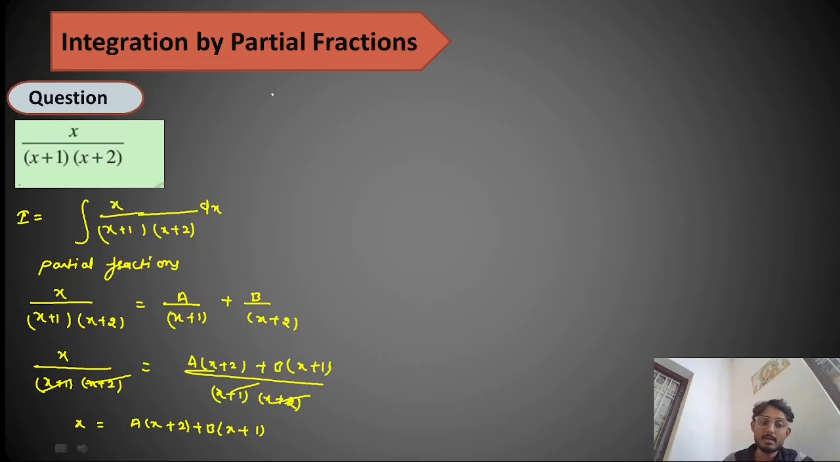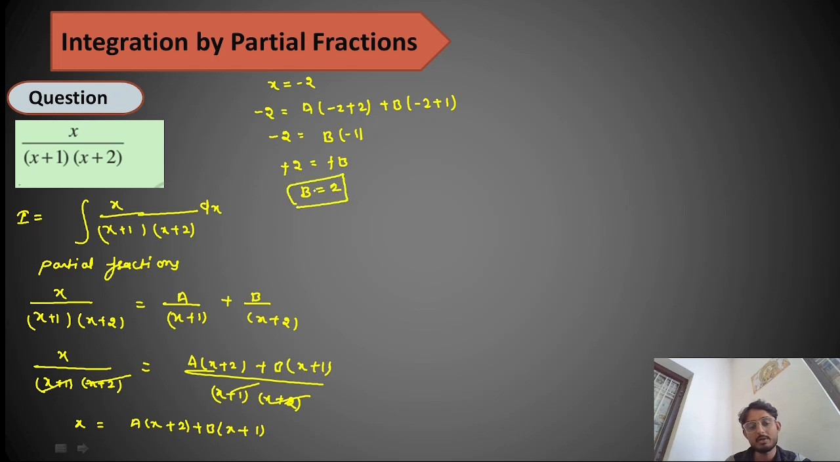So first put x equal to minus 2. We will get minus 2 equal to a into minus 2 plus 2 plus b into minus 2 plus 1. Now minus 2 plus 2 equal to 0, so a into 0 is 0, and b into minus 2 plus 1 equal to minus b. So minus 2 equal to minus b. Here minus will be cancelled out, so b equal to 2.